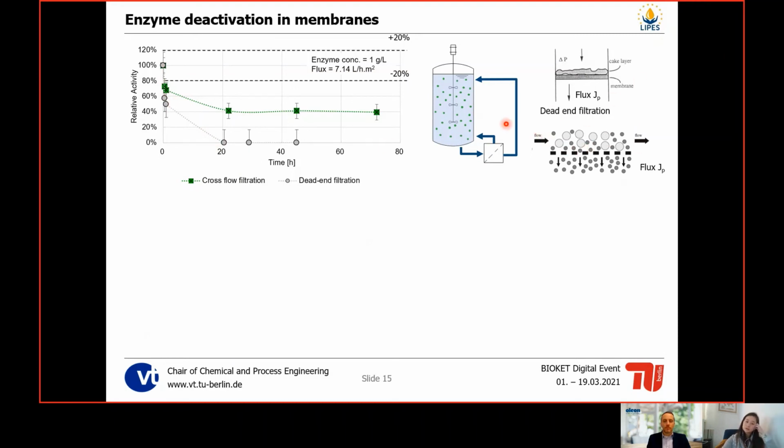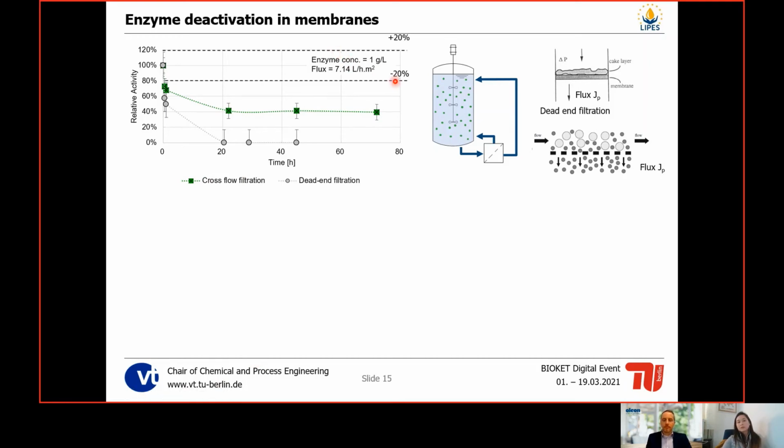However, if we use a cross-flow filtration, some of the enzyme might be adsorbed on the solid interface, but the rest of the enzyme will continue with the flow and go back to the reactor. And this is what we see here: the activity is reduced by up to 40% in the first 24 hours, but then it stays stable for the longer term. This indicates that the membrane surface is fully covered by the enzyme molecules, and the rest of the enzyme molecules that are transported to the membrane are now transported back to the reactor.